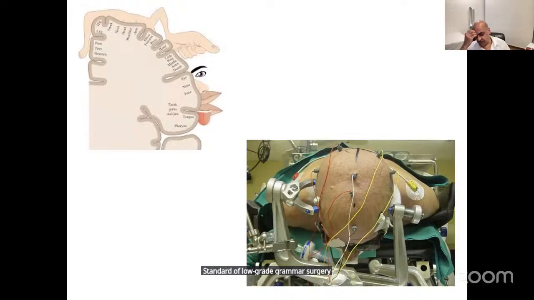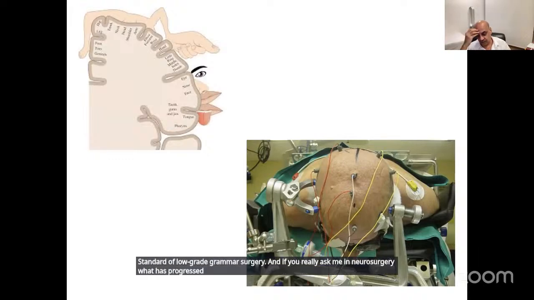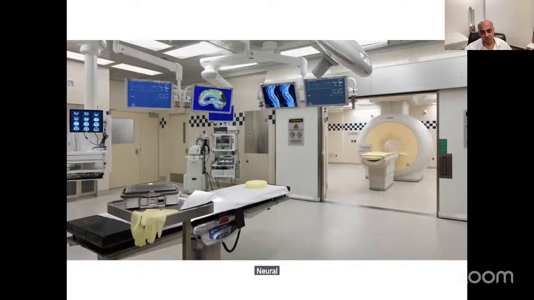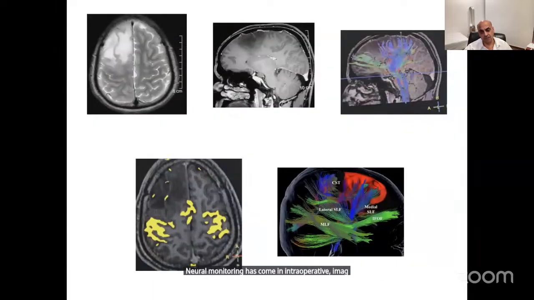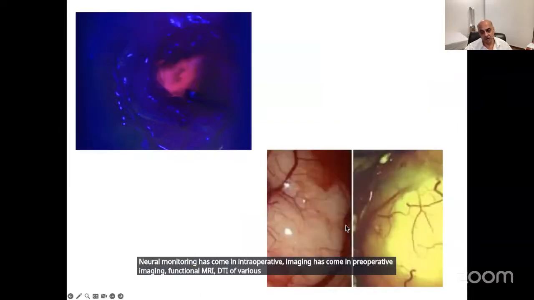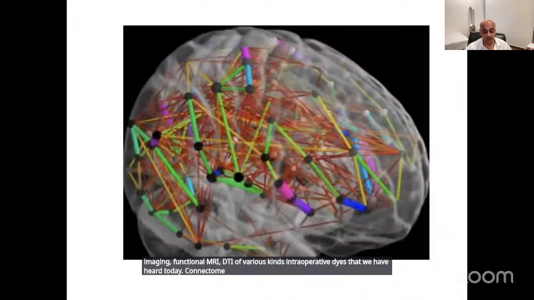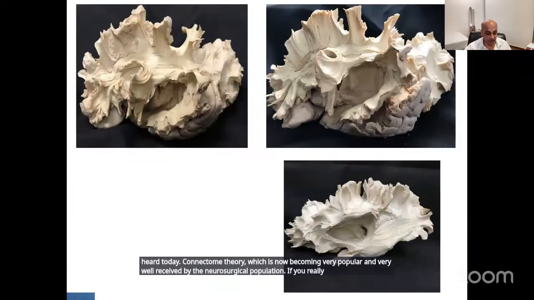And if you really ask me what has progressed in neurosurgery in the last 20 years, what has progressed is how to do radical surgery in low-grade glioma. Various kinds of neuromonitoring have come in, intraoperative imaging, preoperative imaging, functional MRI, DTI of various kinds, intraoperative dyes that we have heard about today, and connectome theory, which is now becoming very popular and well received by the neurosurgical population.